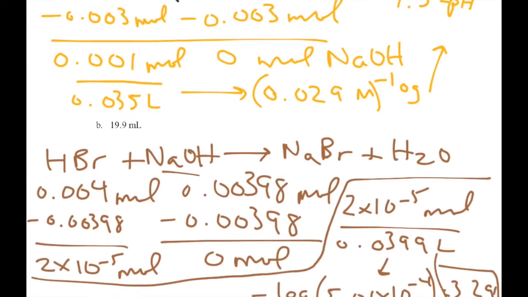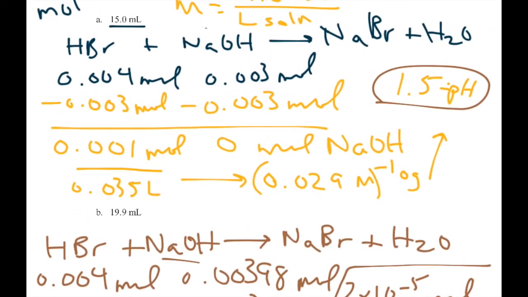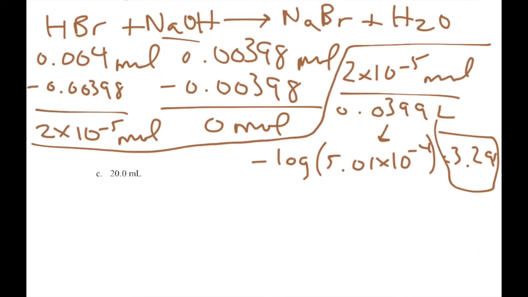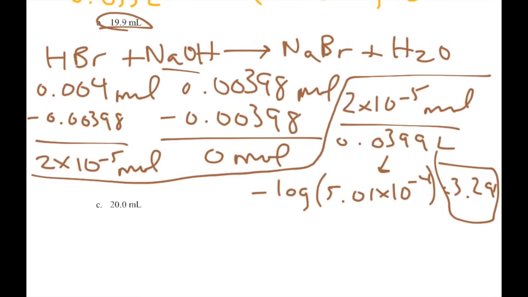Okay, so as you can see, we have 1.5. We add a little bit more base here, right? So our pH is slowly increasing. So what do you think will happen with 20 mils? Obviously we're adding more base, therefore the pH will continue to rise. Notice that in part C, we go from 19.9 milliliters to 20. So we're only adding 1/10 of a milliliter.